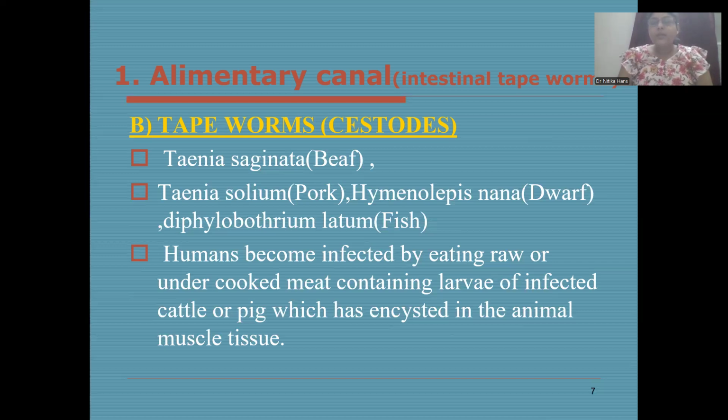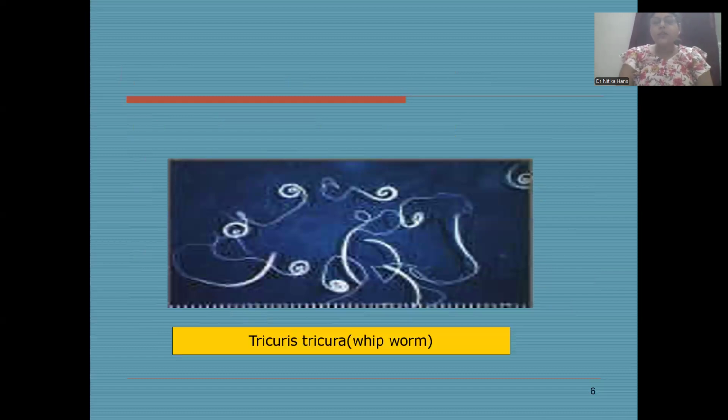Humans become infected by eating raw or undercooked meat containing larvae of infected cattle or pig, which has encysted in the animal muscle tissue. Humans become infected by eating undercooked meat of beef, pork, or fish, which contains the larvae of infected cattle or pig, encysted in the animal muscle tissue.